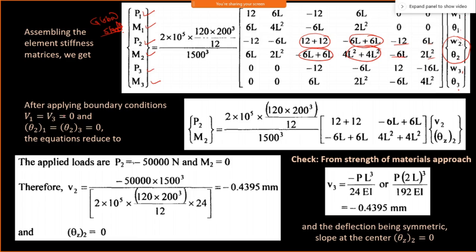So then you can apply the boundary conditions. For the first node and last node, V1 and theta 1 are 0, so both are 0. Here V3 and theta 3 are 0. Means I have to remove this V1 equation here, and the theta 1 equation here.